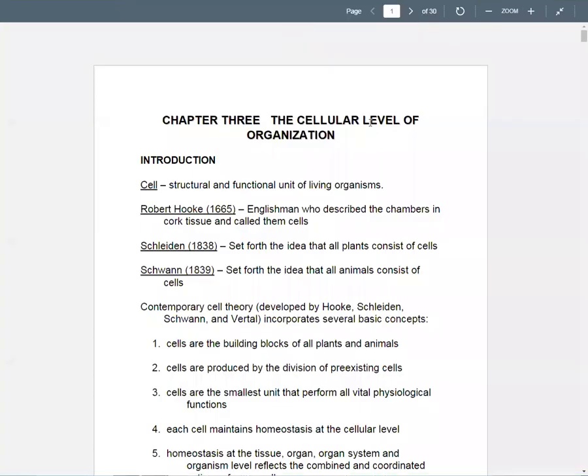All right, so let's start with chapter 3. So the cell, you have different levels of organization, right? You have your molecules, your organelles, but the point at which we consider life to occur is at the cellular level. Some important people that you need to know about: Robert Hooke described chambers in cork tissue, a little piece of wood or plant, and called them cells. That's the first time something was called a cell.